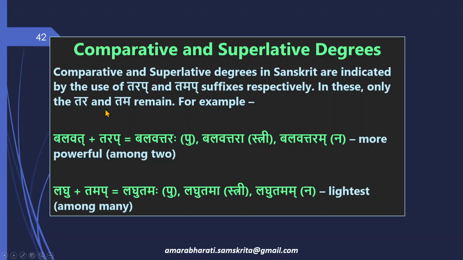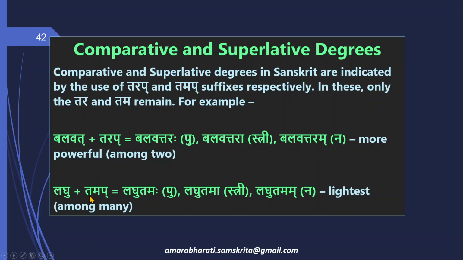Now, comparative and superlative degrees. Tara and tama in Sanskrit are indicated by the use of tarap and tamap suffixes respectively. In these, only the tara and tama remain. For example, balavat plus tarap is balavattaraha in pullinga, balavattara in strilinga, and balavattaram in napumsakalinga. More powerful among two people is balavattaraha in pullinga, balavattara in strilinga, and balavattaram in napumsakalinga.